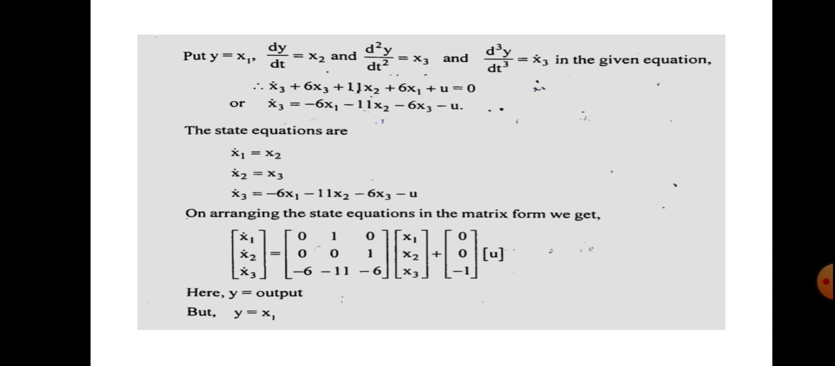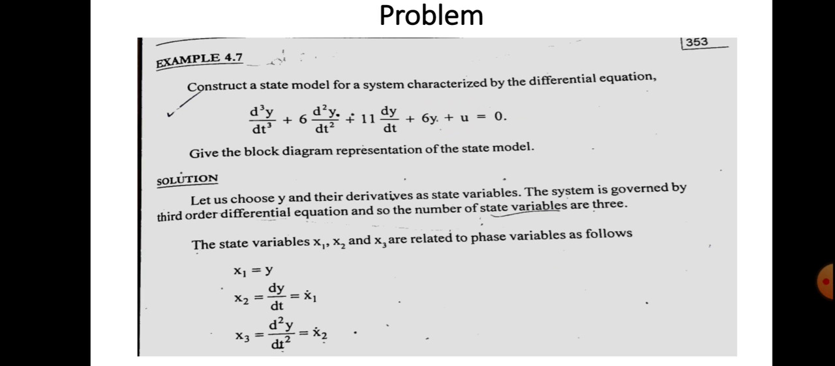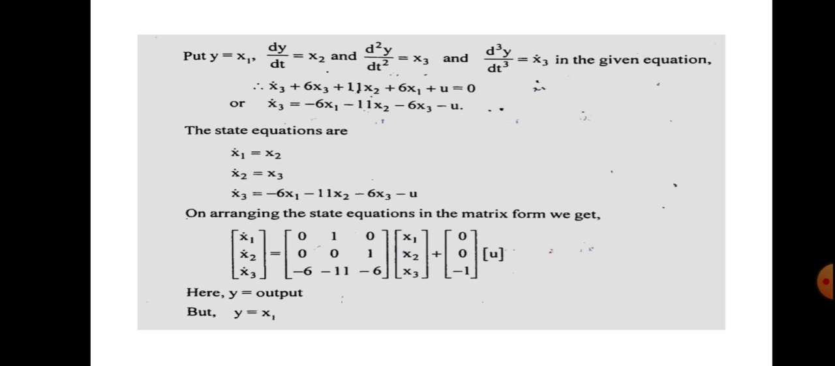So the given equation will be represented in terms of the state variables as x3 dot plus 6x3 plus 11x2 plus 6x1 plus u equal to 0. You can isolate x3 dot alone. So x3 dot will be equal to this term. Okay. So this is the equation obtained from this equation. Also we have the different equations from the previous case, that is x1 equal to y, x2 equal to x1 dot, x3 equal to x2 dot. So that is written here: x1 dot equal to x2, x2 dot equal to x3, and x3 dot is what is obtained from this equation.